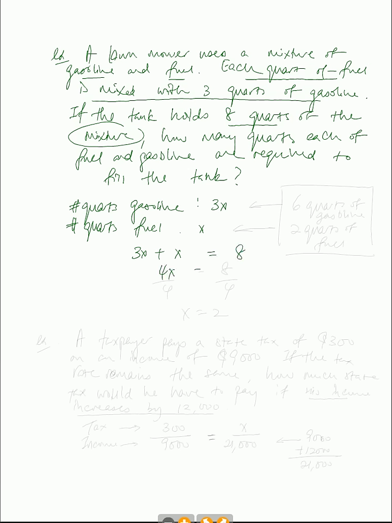So that's 4x equals 8, divided by 4 tells you x is 2. So if you translate backwards, it means that you need 2 quarts of fuel, and you need 3 times 2, that's 6 quarts of gasoline. So this is how you would do a proportion problem if you are given the relationship.